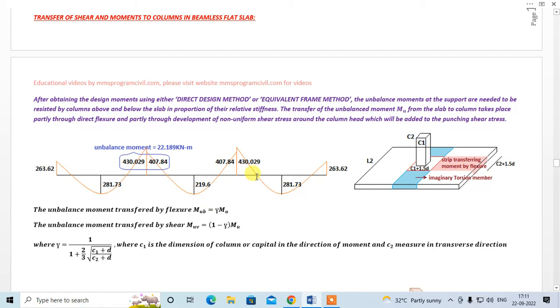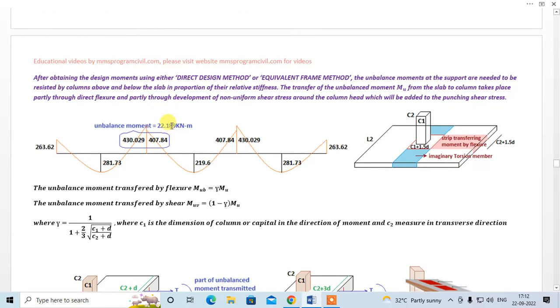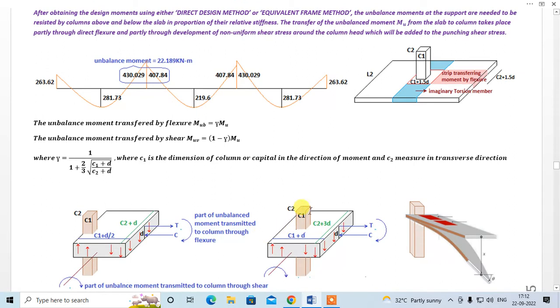But in case of flat slab, the transfer of unbalanced moment Mu, this is Mu, from the slab to column takes place partly through direct flexure and partly through development of non-uniform shear stress around the column head, which will be added to the punching shear stress. This is very important. This moment is not directly transferred to the column through flexure, but it is partly transferred through flexure and partly through shear, right?